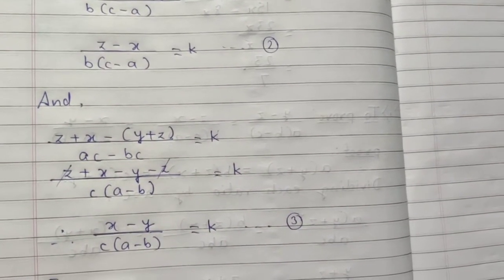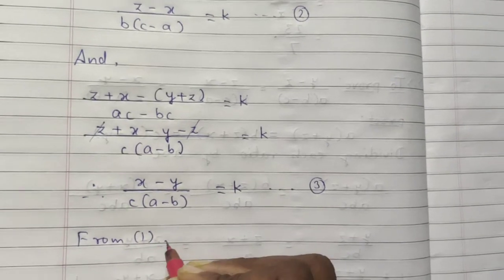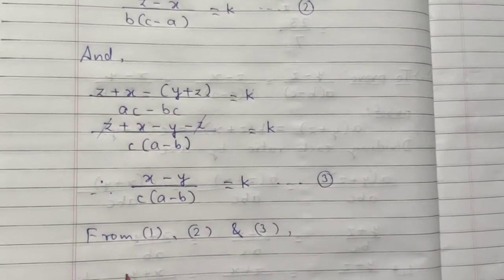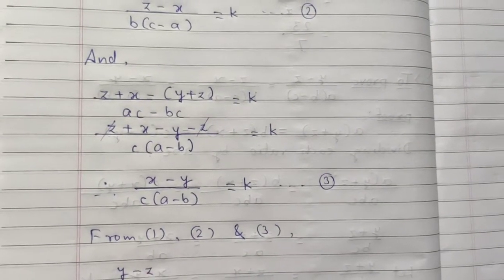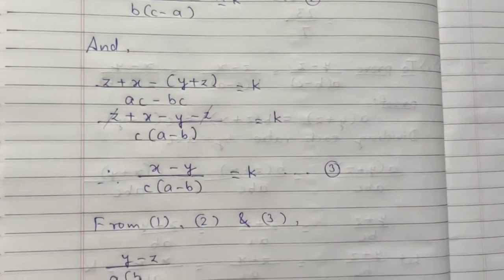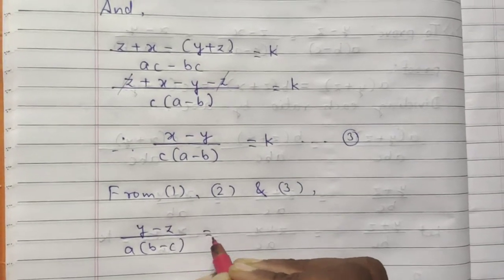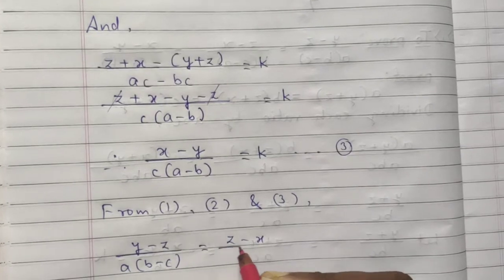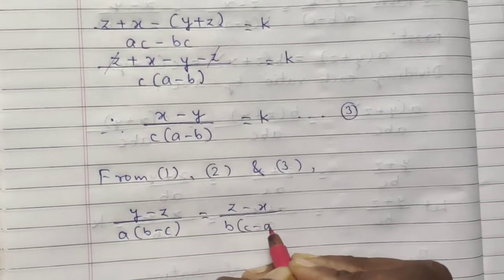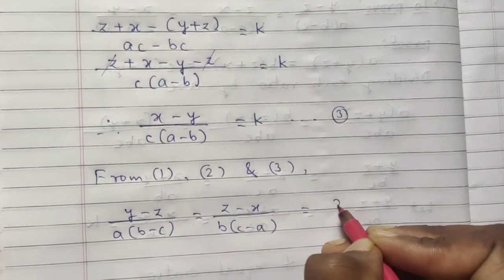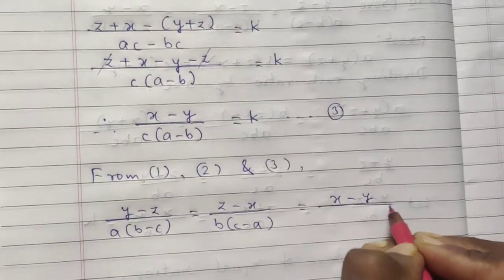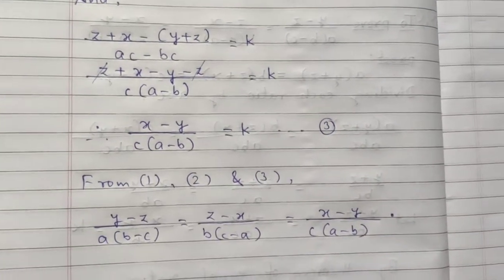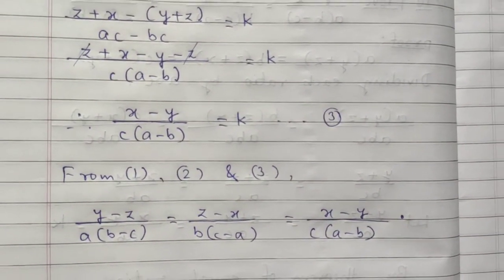So if you use equation 1, 2 and 3, so what is there in the first equation? Y minus z upon a bracket b minus c. What is there in second equation? This z minus x upon b bracket c minus a equals to your third ratio, that is x minus y upon c bracket a minus b. So in this way we have completed the proof.